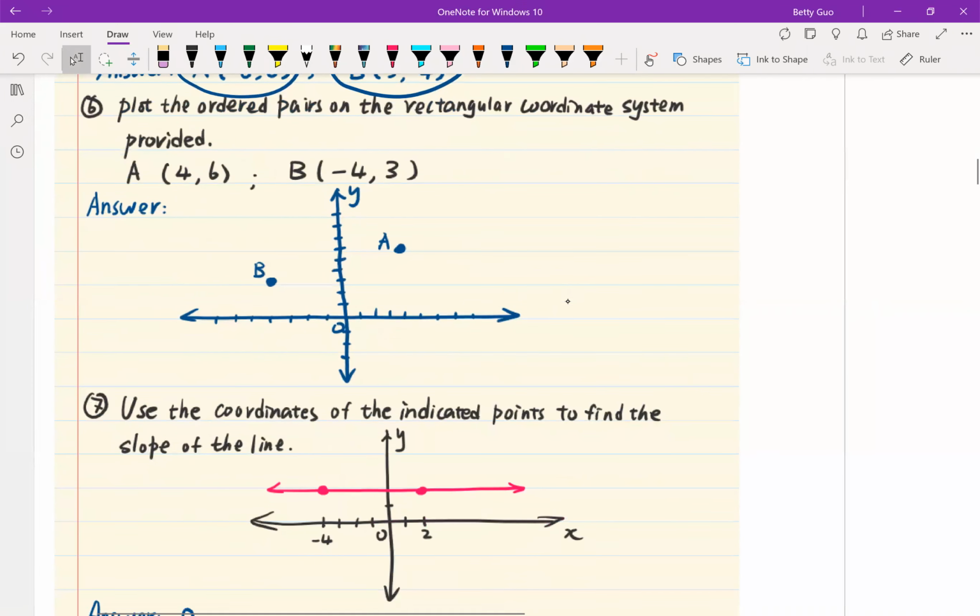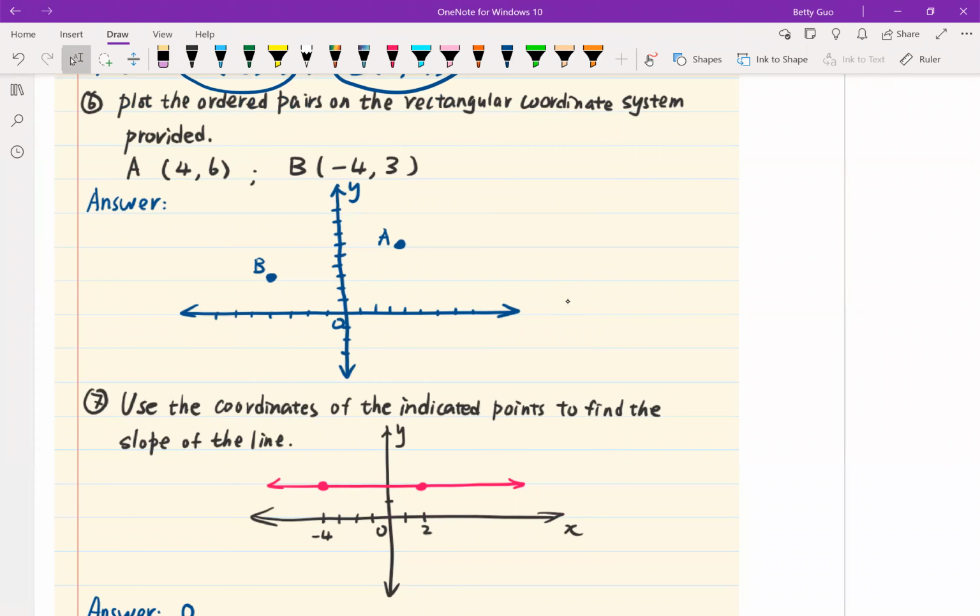Number 6, plot the ordered pairs on the rectangular coordinate system. So we do the other way around. You are given the ordered pair. You need to find a corresponding point. Point A, quadrant 1, because both x and y are positive. X is 4, so 4 units to the right. Y is 6, so 6 units above. This is A. Point B, (negative 4, 3), quadrant 2. 4 units to the left, 3 units above.